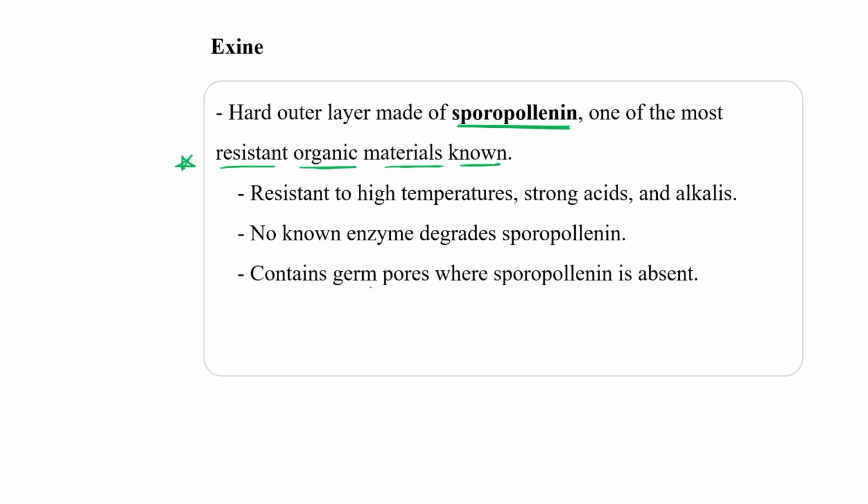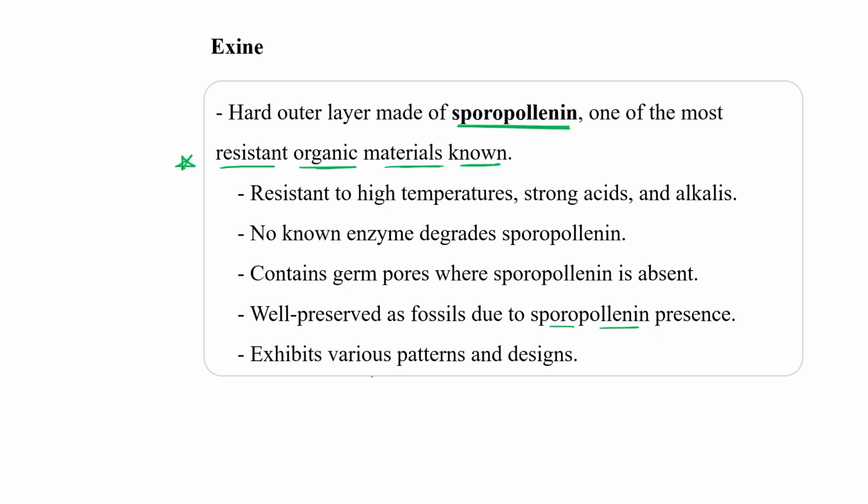And it contains germ pores where sporopollenin is absent. Only at this particular location, the germ pore site, sporopollenin is absent. Because of the presence of sporopollenin on the outer side of the pollen grain, these pollen grains can be well preserved as fossils. Some pollen grains are still well preserved as fossils because of the presence of this layer, sporopollenin. And it exhibits various patterns and various kinds of designs.